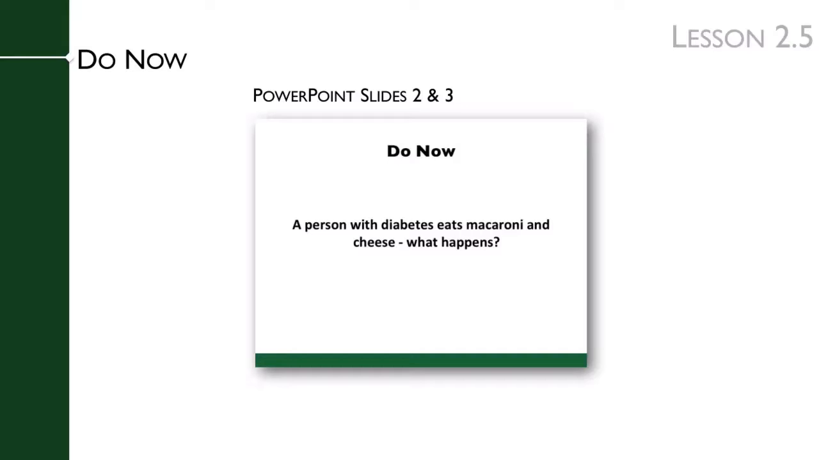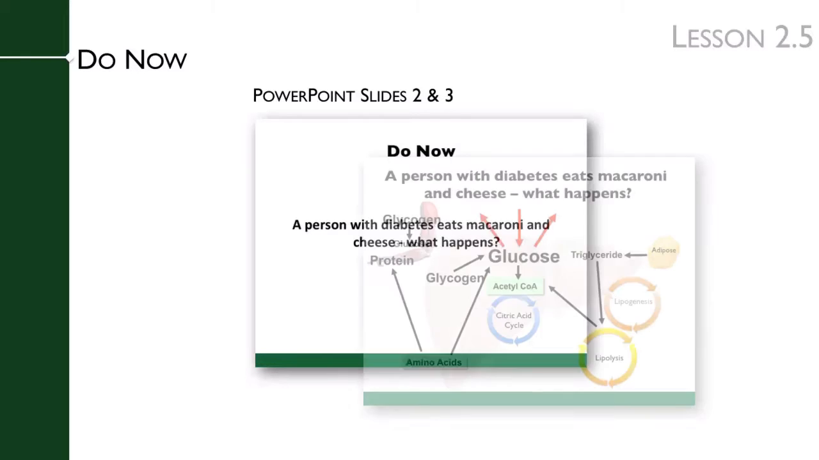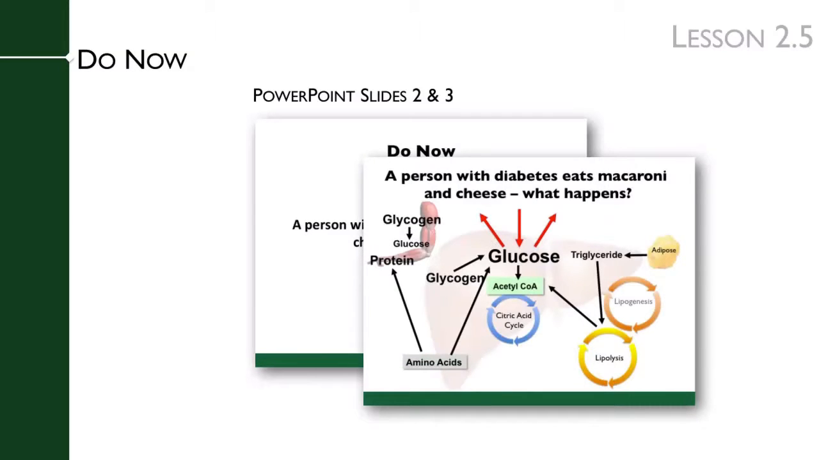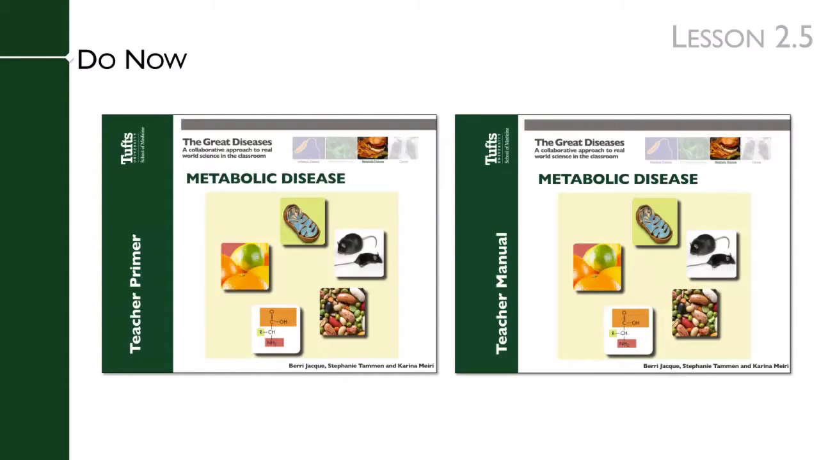In this homework, students were asked to predict what metabolic processes were activated after a diabetic person eats a meal. You can review these concepts using the teacher primer and the teacher manual.